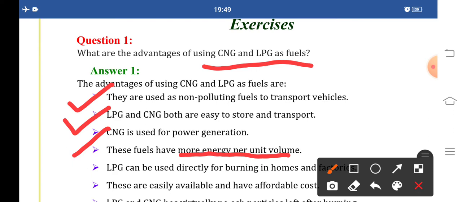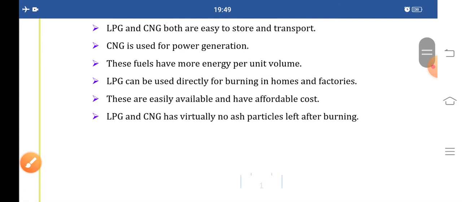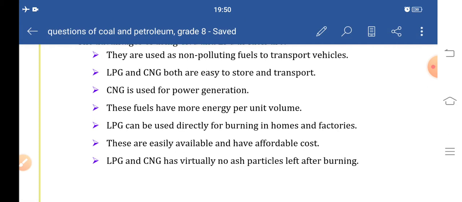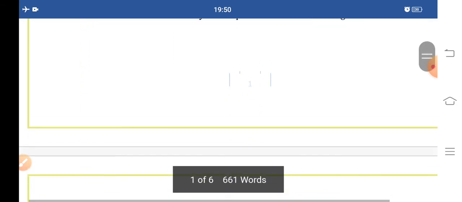Then these are easily available and have affordable cost, means they are not expensive at all. Then LPG and CNG have virtually no ash particles left after burning, means in these cases complete burning takes place, no residue is left which can cause any kind of harm to the environment.